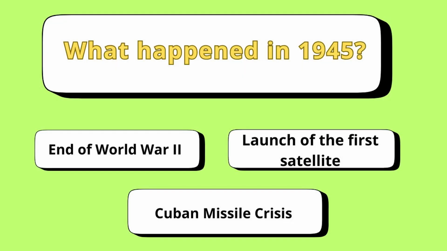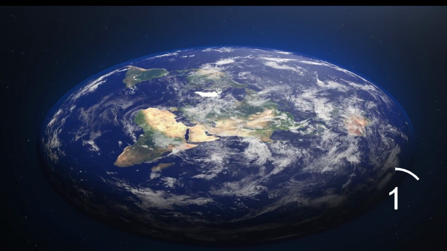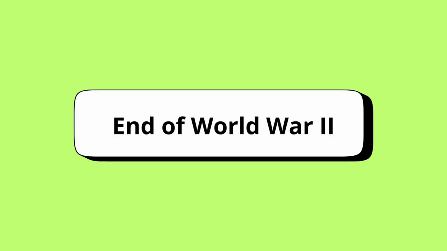What happened in 1945? A. End of World War II. B. Launch of the first satellite. C. Cuban Missile Crisis. End of World War II.